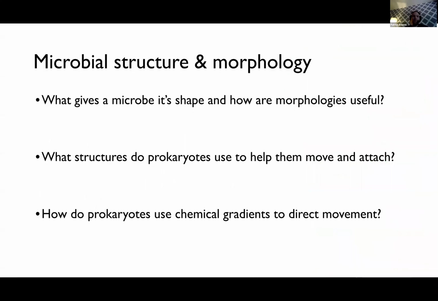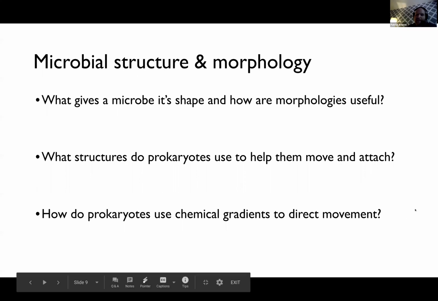So with that out of the way, let's talk about microbial structure and morphology. What gives a microbe its shape and how are morphologies useful? What structures do prokaryotes use to help them move and attach? And how do prokaryotes use chemical gradients to direct movement? This last one you want to keep in the back of your mind for an extended period in this class.